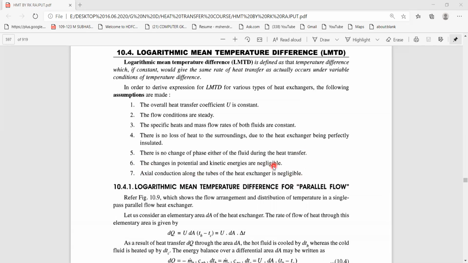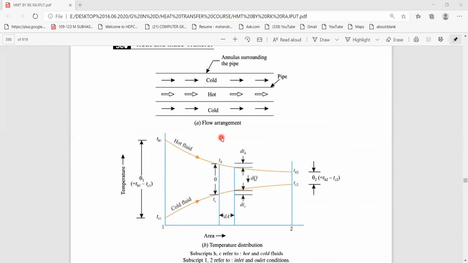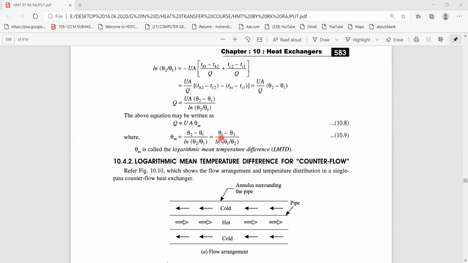I have explained in detail these seven assumptions in my first video lecture. So kindly go through the first video lecture on the derivation of LMTD of a parallel flow heat exchanger. The link will be given in the description box. So let's go to the derivation on LMTD of a counterflow heat exchanger.